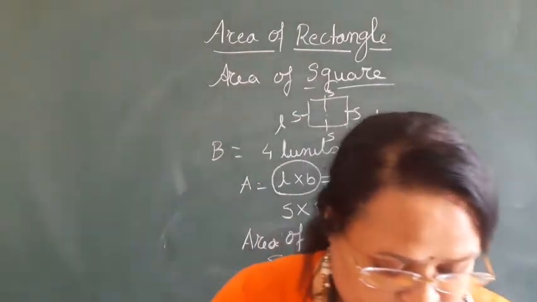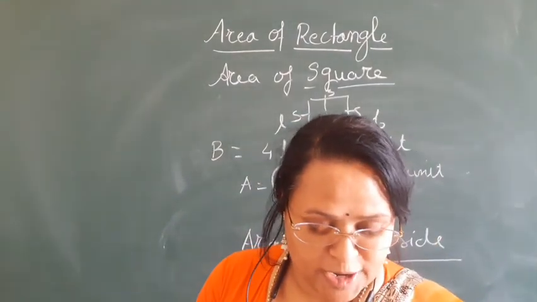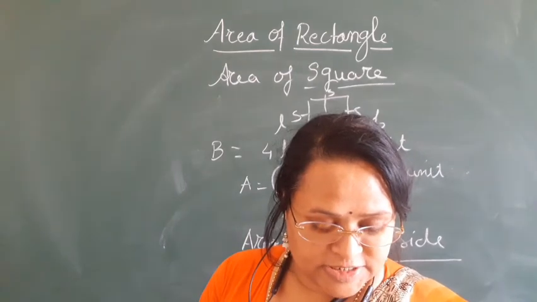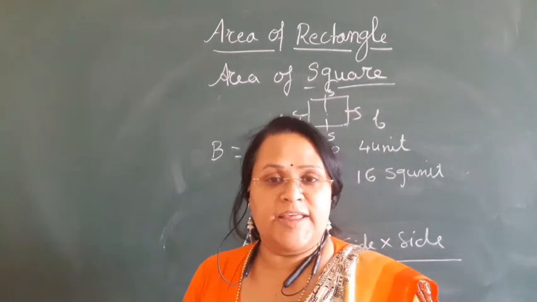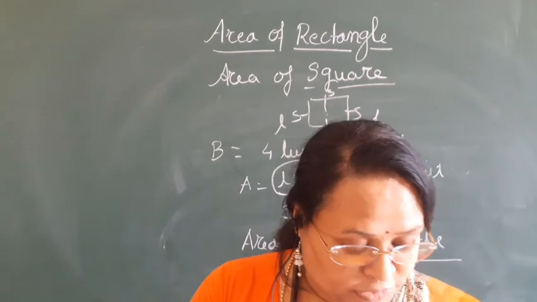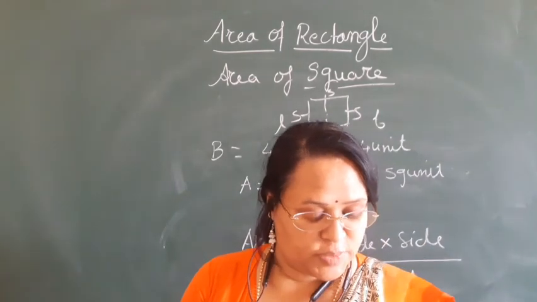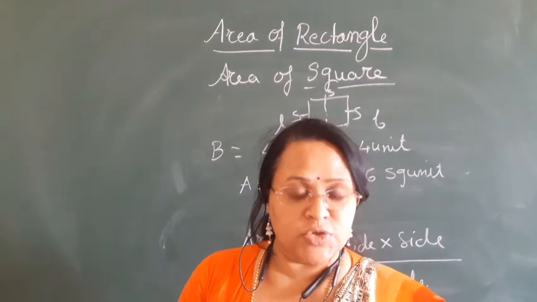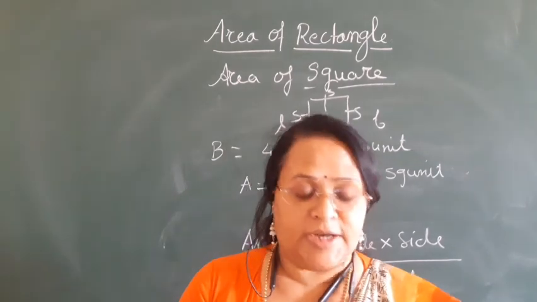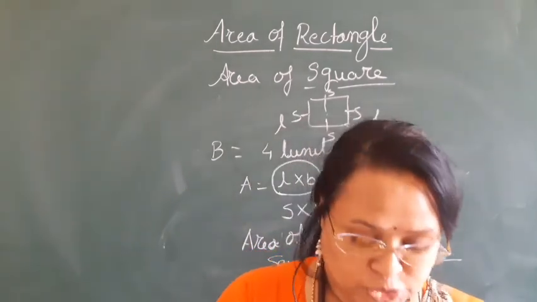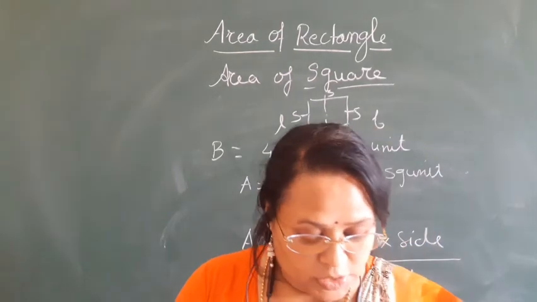Okay. So see this one. What is that? 1, 2, 3, 4, 5, 6. 6 into 6 is 36. Okay. So do you see the relation between length and breadth and area of square? So area of square equals side multiplied by side. So A equals S into S.